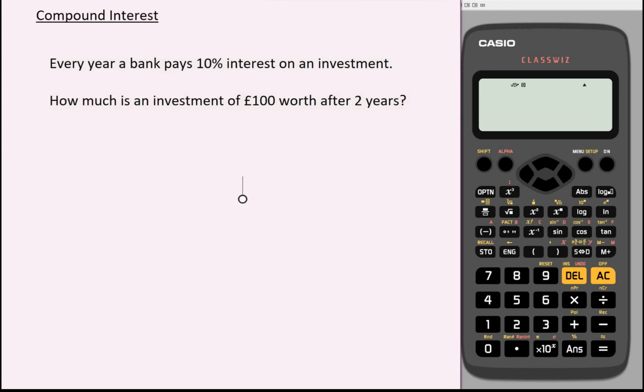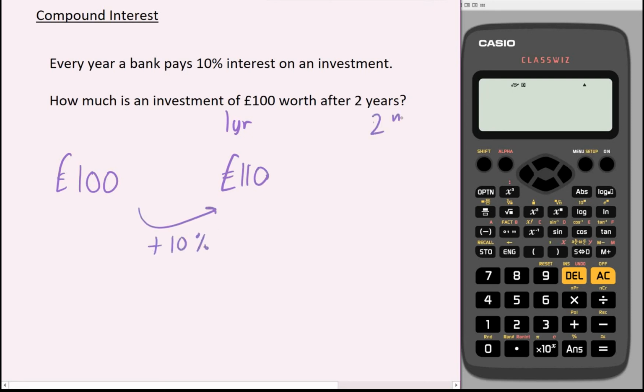So, basic compound interest problem. You have a bank paying 10% interest on an investment. If we start with £100, how much will we have after 2 years? So it looks fairly simple, it kind of is, but it kind of shows a common misconception. So after 1 year, we have increased by 10%. 10% of 100 is going to be an extra £10. So I'll now have a total of £110.